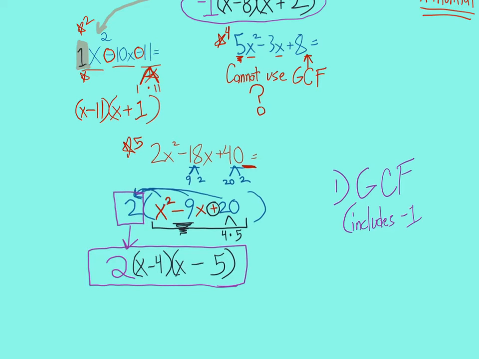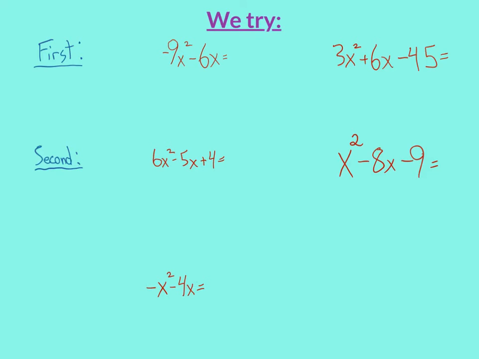It might just be a negative on the front of the x squared that you can GCF out. And then two, try your trinomial method if it's got 3 terms. If it looks like it's a trinomial you could factor, pull out a GCF, and then see if trinomial works. All right, let's try these together and see if we can walk through them, okay?